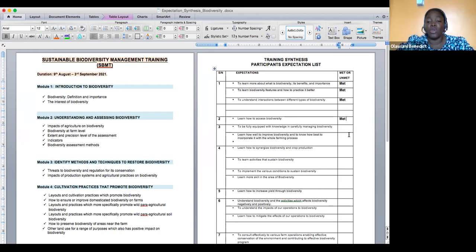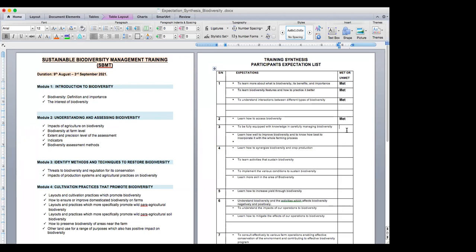To be fully equipped with knowledge in carefully managing biodiversity. Was this expectation met or unmet? It was met.